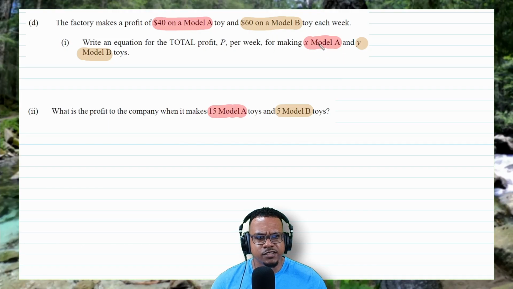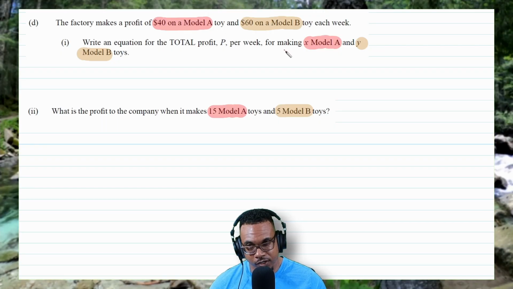If you stop us right here, you have X is the number of Model A toys, and you're making a profit of $40 on one Model A toy. So the total profit for Model A will be the $40 for 1 times the number of Model A toys, which is X. So that's 40 times X is the total profit for Model A.